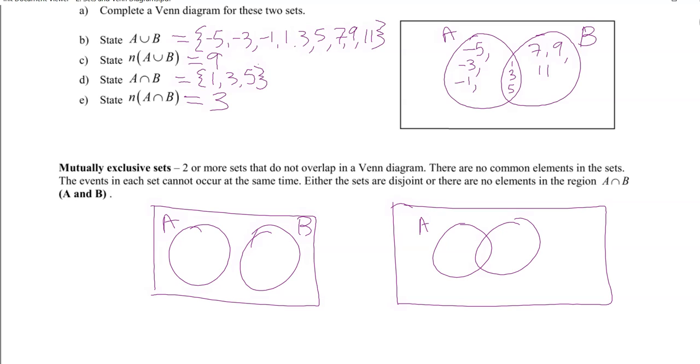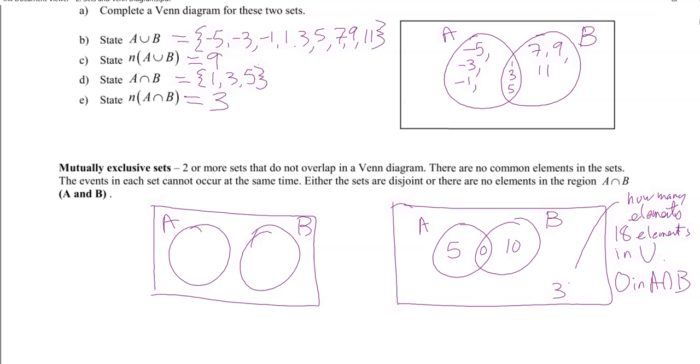Or if you saw a diagram like this, and this was the number of elements. So each number here is how many elements. And we would say there are 18 elements in the universal set. 18 elements in U, and 0 in A intersect B.